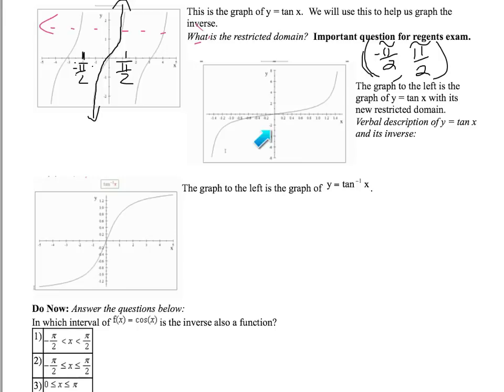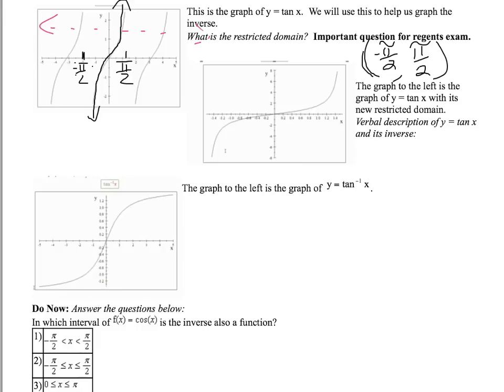This picture flipped will end up looking like this when you switch your x and your y values. Notice as I am approaching pi over 2, it's going up forever. So what's going to happen instead is as I approach pi over 2 on the y-axis, it's going to go right forever. And now as I approach -pi over 2, it's going down. So when I approach -pi over 2 on the y-axis, it's going left forever instead.